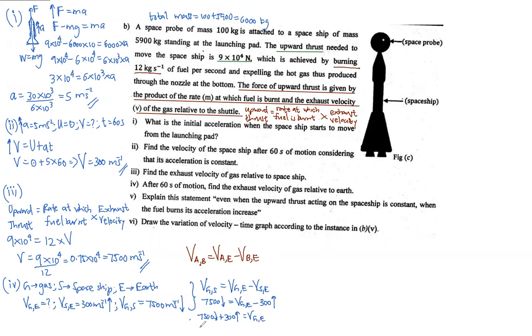respect to earth. So finally velocity of gas with respect to earth, that is going to be 7500 downwards minus 300 downwards, and that is 7200 meters per second downwards. This is the answer.